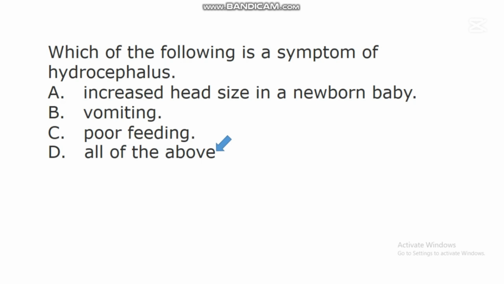All of the above. When someone is suffering from hydrocephalus, there will be vomiting. This problem leads to increased head size in a newborn baby. When this problem occurs before a baby is born, it will bring about a baby with an increased head size. Studies have shown that this problem can also cause poor feeding. All these things are various symptoms of hydrocephalus.